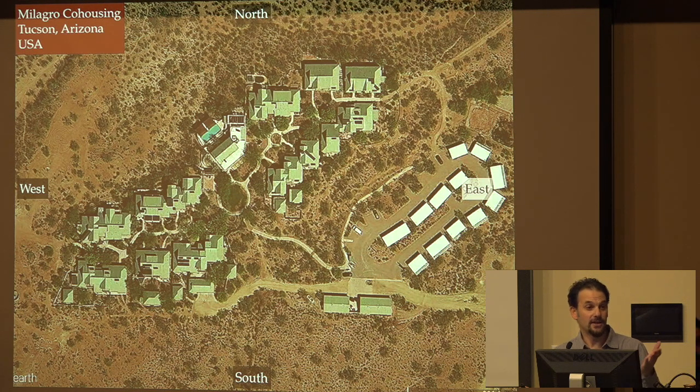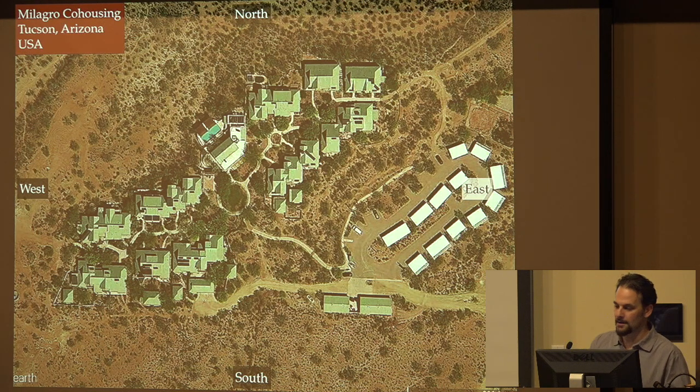This is another housing development that was built from scratch. So the ones that are built from scratch are kind of the cream of the crop in a way, because it was all thought out beforehand. So this is in Tucson, Arizona. This is called Milagro. And Milagro, they bought a 50-acre property on this ridge right outside Tucson here.